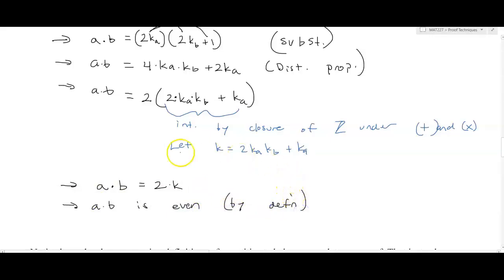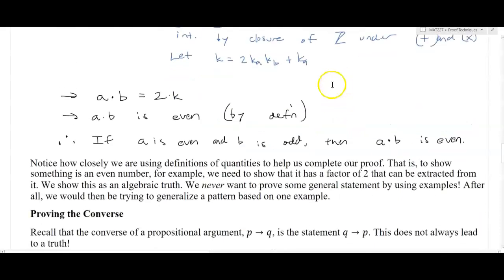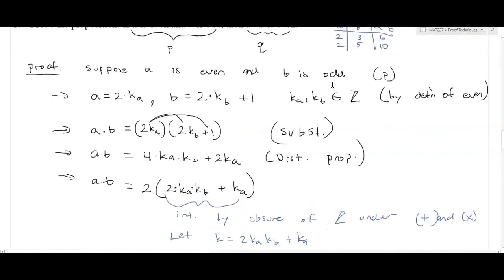And so what have we proven? Well, we started off with: if A is even and B is odd, then A times B is even. And so that establishes how we conduct that proof.